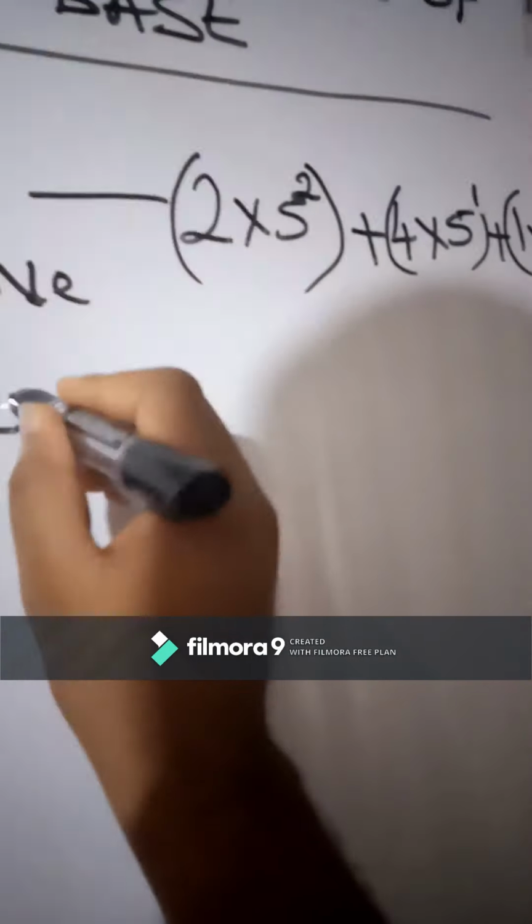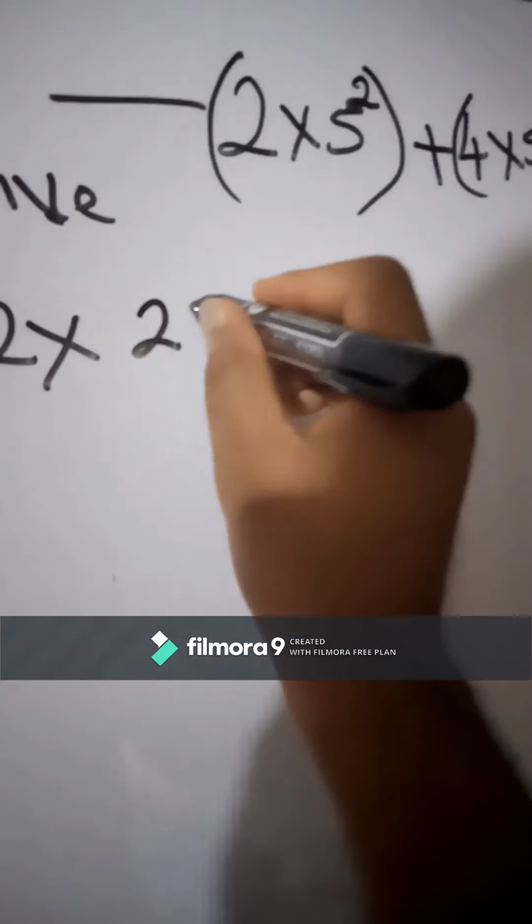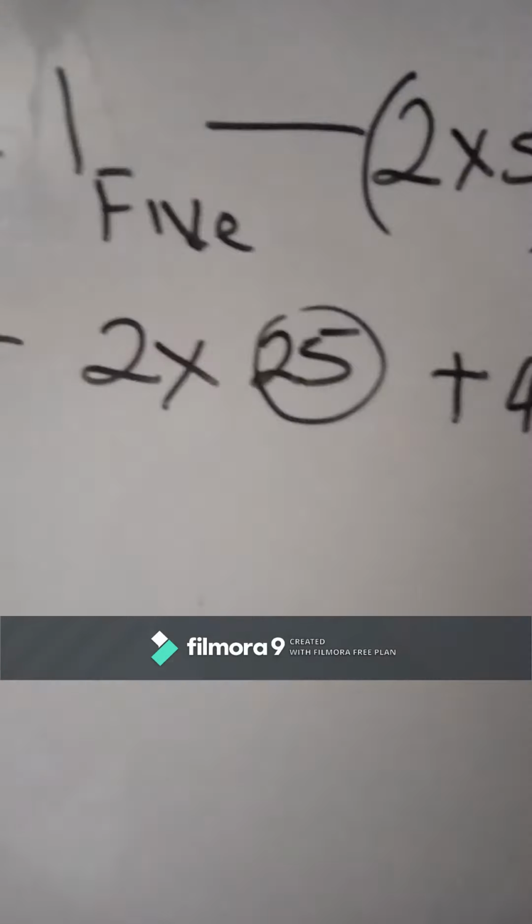So this can be written as 2 times 5 squared, which is what? 25. Plus 4 times 5 to the power of 1, which is 5, plus 1 times 5 to the power of 0, which is what? 1. Easily understood.